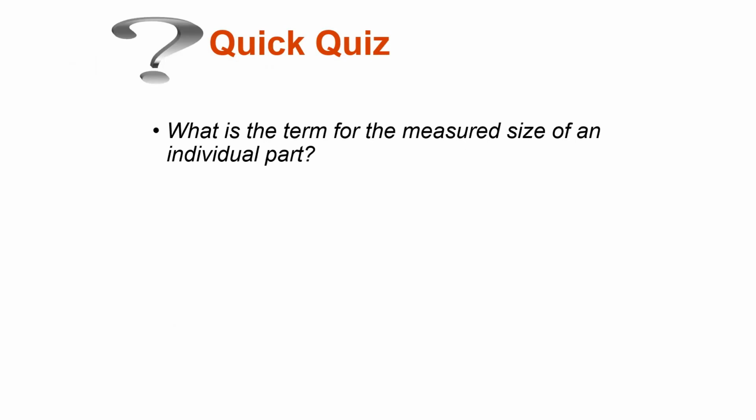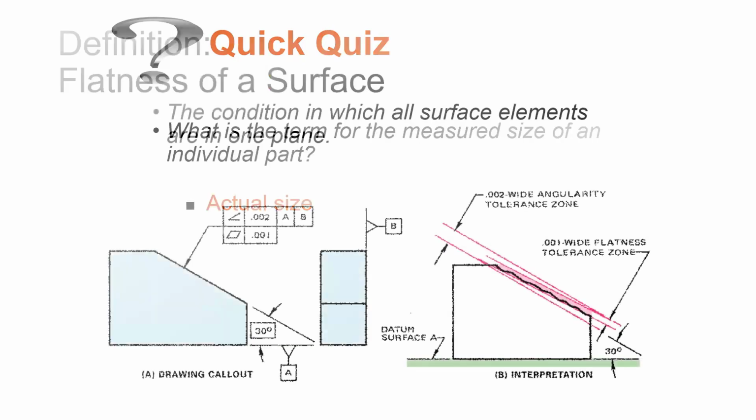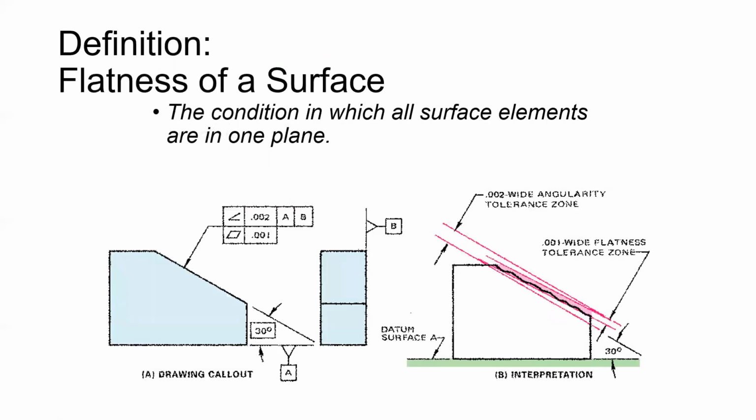I probably didn't even hit this very good, but that's going to be the actual size, right? If we actually measure it, it's what it actually is. Not a nominal size, not a basic size. It's what it really is. It's actual size. All right, so here's some examples of how we might see these geometric dimensioning and tolerances in a drawing.